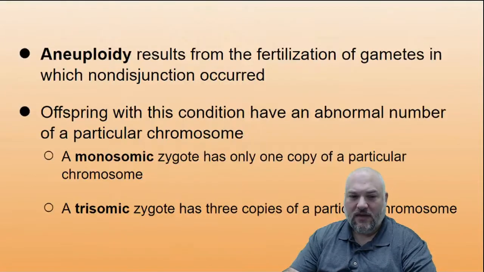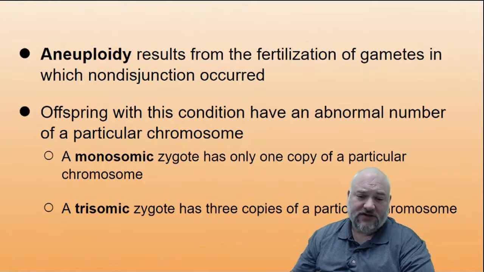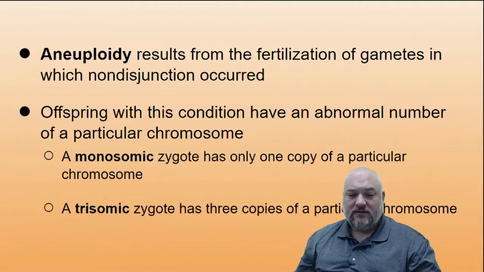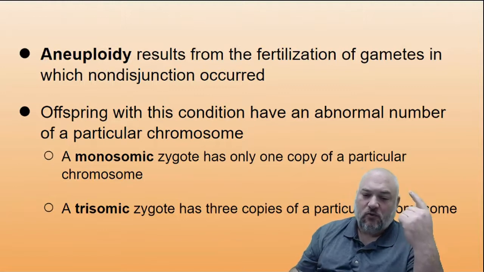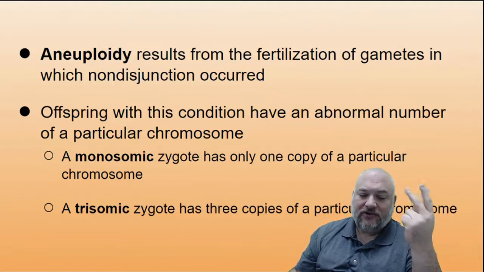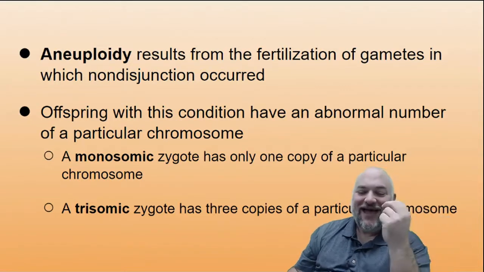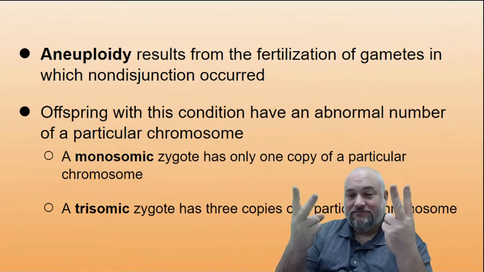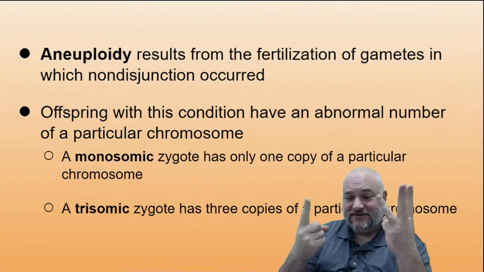All right, so aneuploidy results from the fertilization of gametes in which non-disjunction occurred. So if that happens and it gets fertilized, it's an aneuploidy. Offspring with this condition have an abnormal number of a particular chromosome. A monosomic zygote has only one copy. A trisomic zygote has 3 copies. So you get one or the other, right?